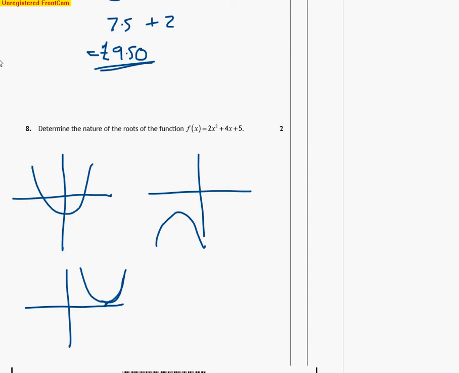Okay. So here our quadratic crosses the x-axis twice. Okay. Here it just touches the x-axis once, and here it doesn't. Okay. So here there's 2 roots. Here there's 1 root, and here there's 0 roots. Okay.